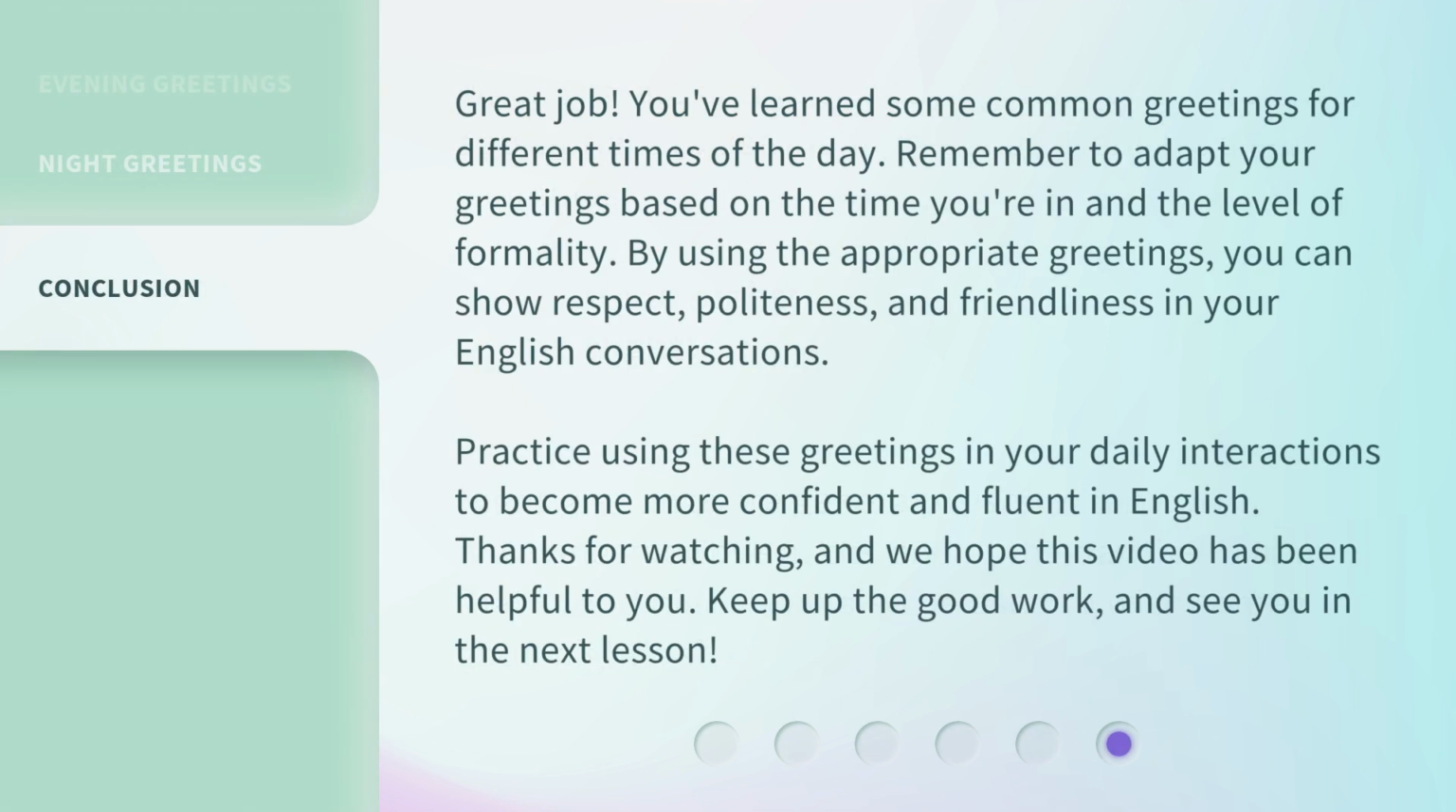Great job! You've learned some common greetings for different times of the day. Remember to adapt your greetings based on the time you're in and the level of formality. By using the appropriate greetings, you can show respect, politeness, and friendliness in your English conversations. Practice using these greetings in your daily interactions to become more confident and fluent in English.